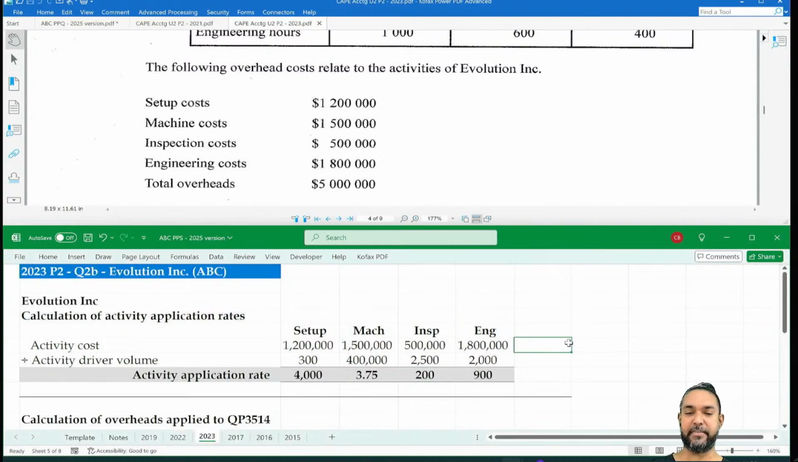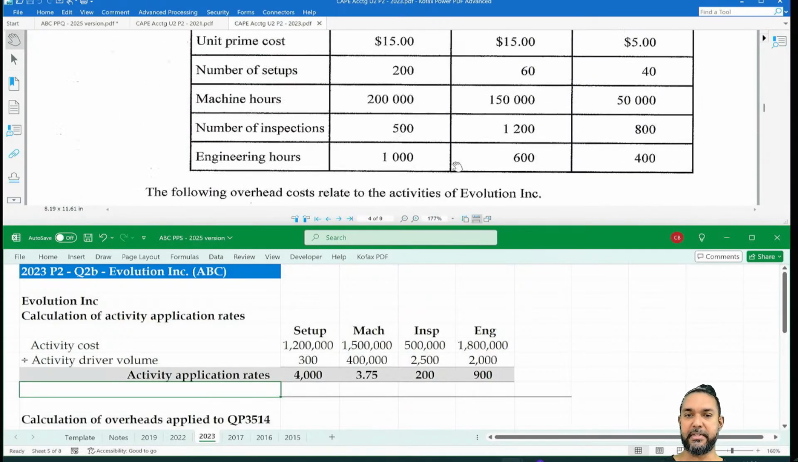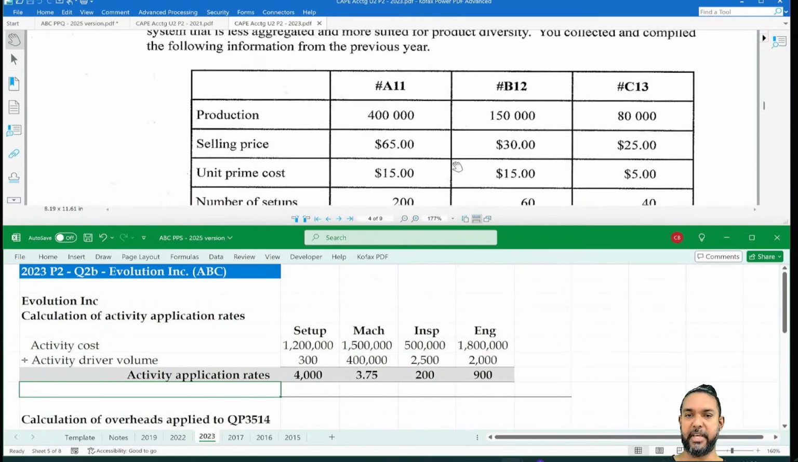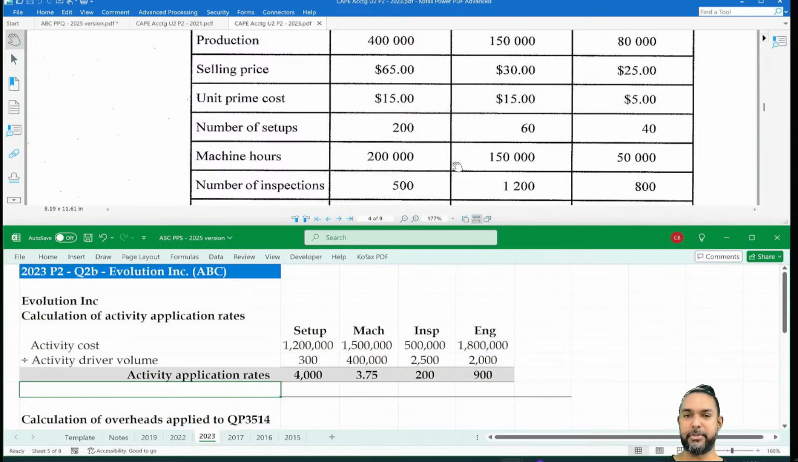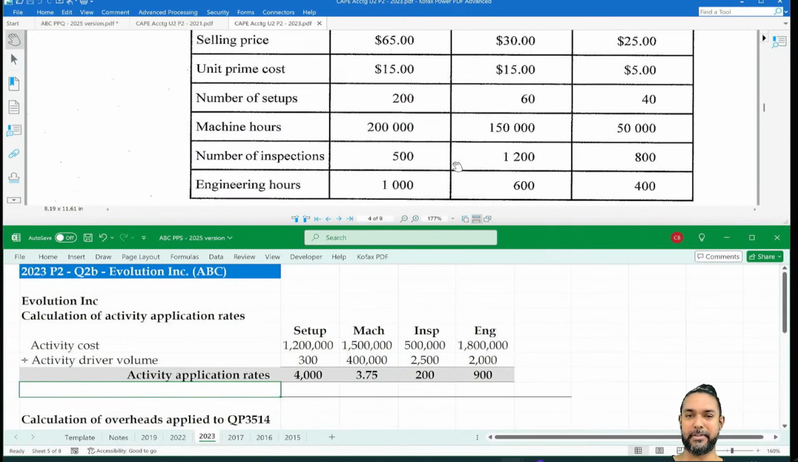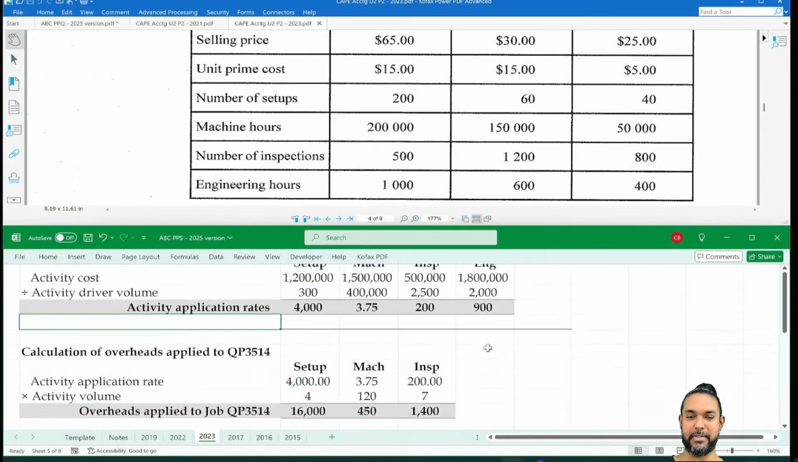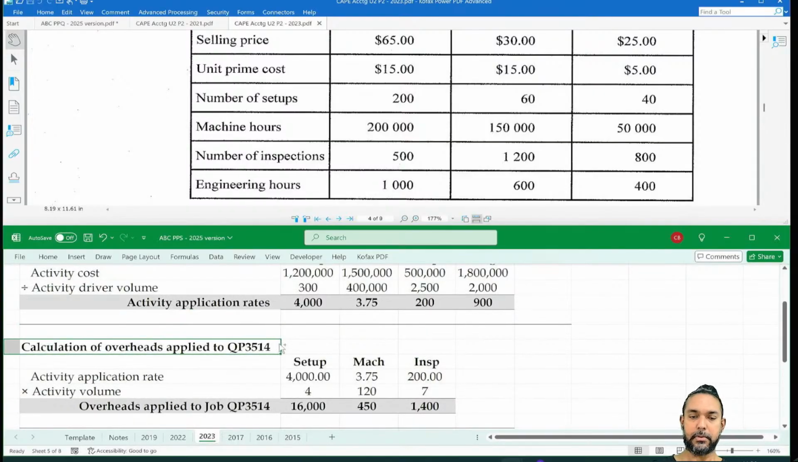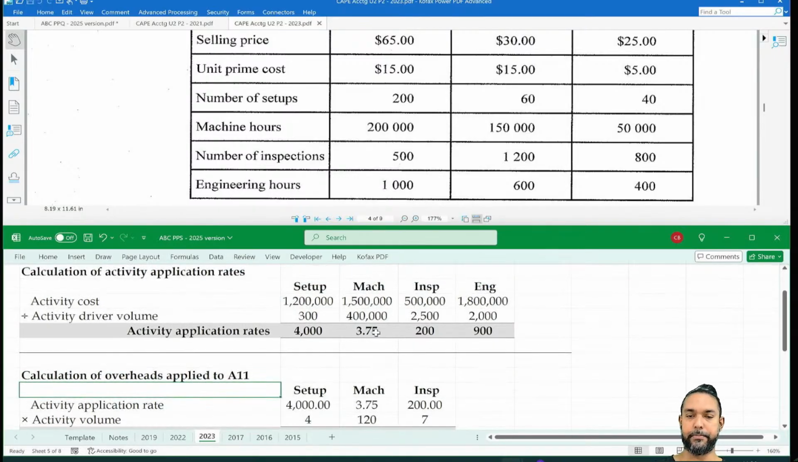Right. So we have the activity application rates. Okay. From there now, we need to apply it to A11, right? Yeah, we should have done all of them. It was just A11. It's a bit of a waste of time. Anyhow, that's what the question wanted, so that's what we got, right? Okay, cool.